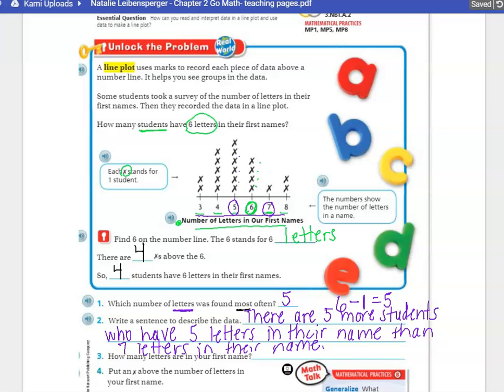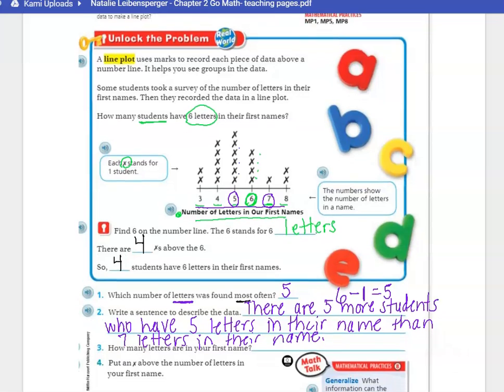Now my sentence at number 2 could vary. I mean, I could use any kind of information from this line plot. I might say that more students have first names with letters 3 through 5 compared to letters 6 through 8. So I notice a lot of the students had fewer letters in their name. I could have even said that 3 letters and 8 letters both had 2 students that had those number of letters in their name. So maybe you can come up with another way that you can compare this information in the graph.